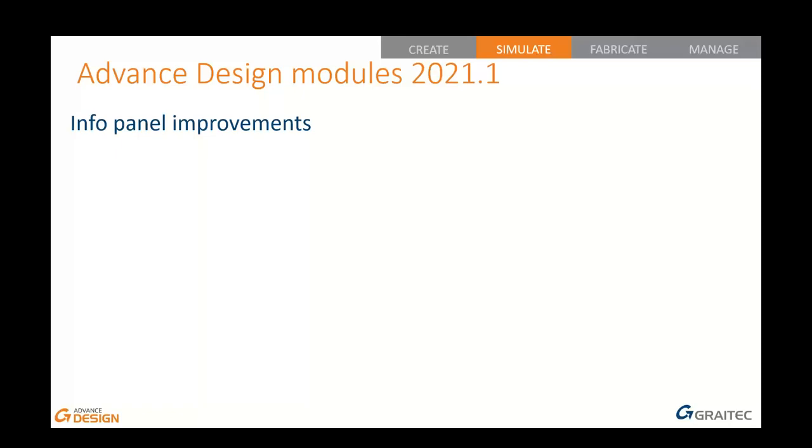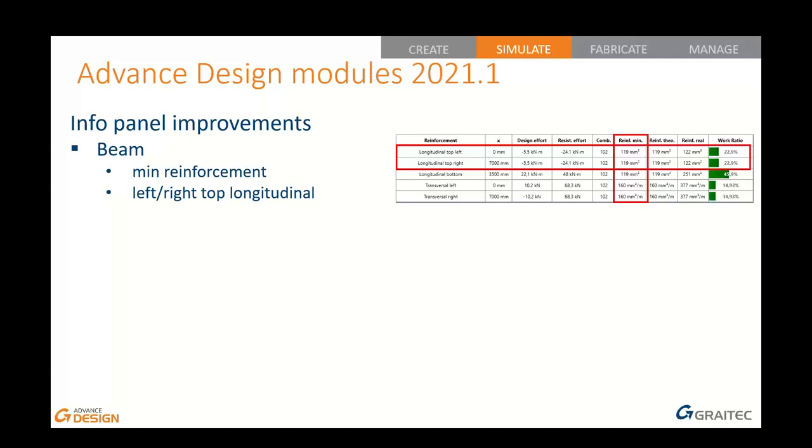The info panel content for the RC modules has been supplemented with additional types of results, including for beams. We now display the column with the minimal reinforcement areas, and there are more details for the top longitudinal reinforcement. You can see the top on the left, top on the right, and if the top reinforcement is in another place, there could be a third line with the longitudinal top maximum value.